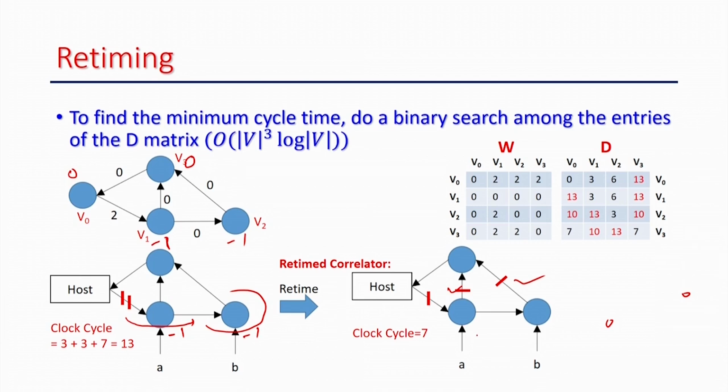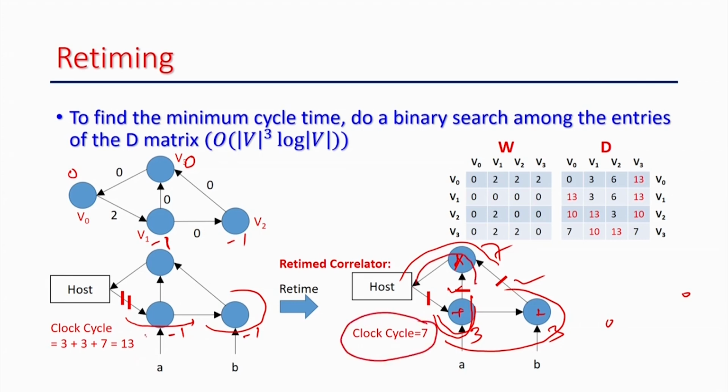Now you can see the maximum delay of the critical path. If I remember correctly, this is a multiplier and this is an adder and this is an adder. So, this is 3, this is 3 and this is 7. The delay of this path is 3 plus 3, 6, and the delay of this path is 7. Similarly, there is a register here, this is 3, and the delay of this path is also 7. So, the maximum delay is 7, and earlier it was 13.